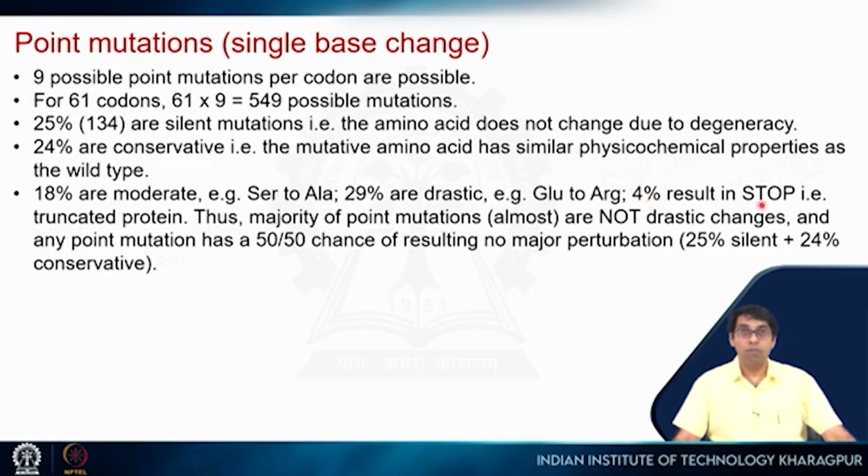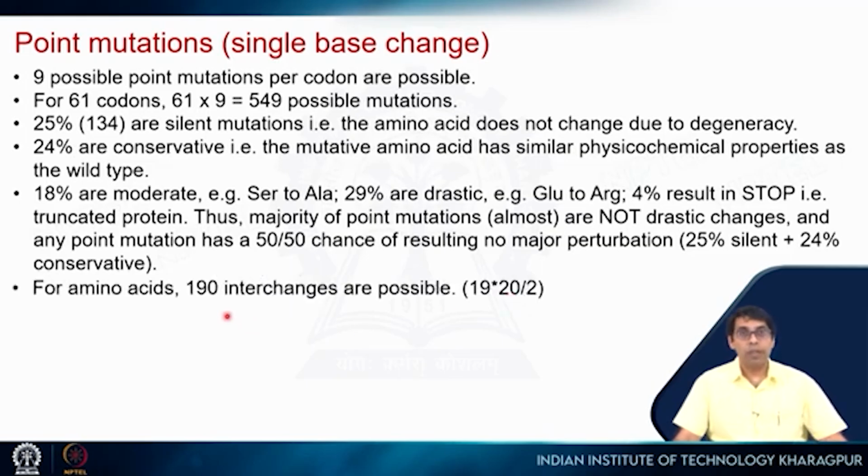4% will result in a stop codon, as we saw in the case of the glycine. So this will be a very bad mutation, because if there is a stop codon, then the protein will become a truncated protein. So it turns out that the majority of these mutations are not going to be a problem, right. So there is a 50-50 chance of resulting in no major perturbation, because 25 plus 24, that is 49%. So almost 50% of the mutations will not create major problems.